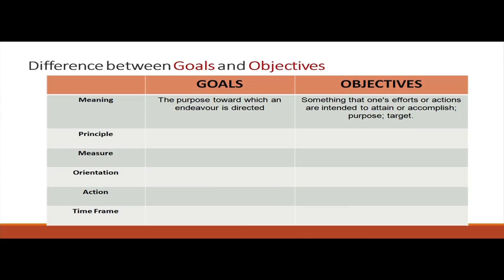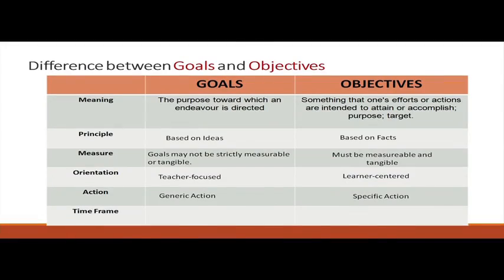What is the difference between the goals and objectives? Now, from the meaning point of view, the goal is the purpose toward which an endeavor is directed, that is the goal, and objective is something that one's efforts or actions are intended to attain or accomplish, a purpose, that is the target. So, from the principle, goals are based on the ideas, but objectives are based on the facts. From the measure point of view, goals may not be strictly measurable. It is the aim, right?